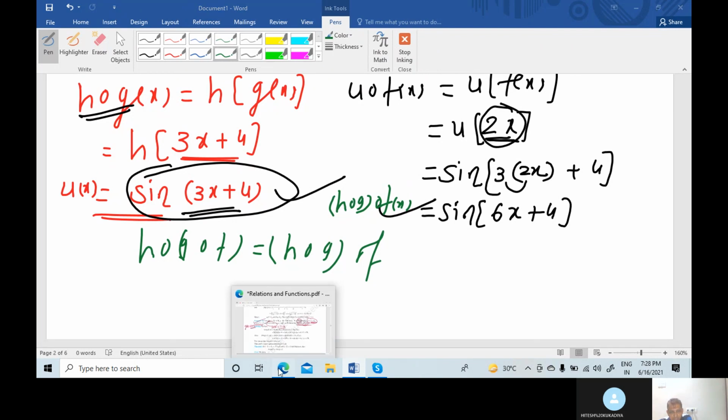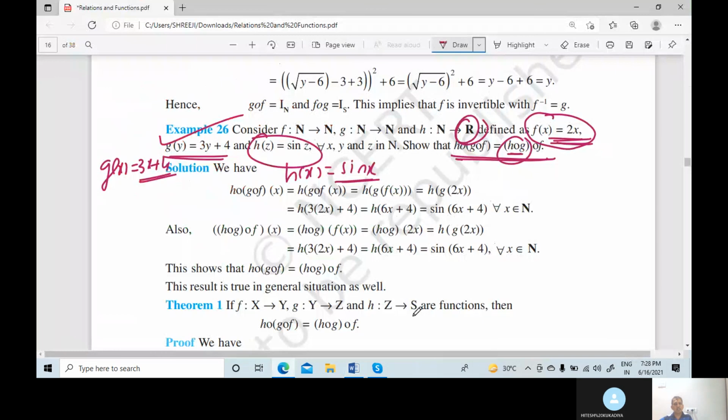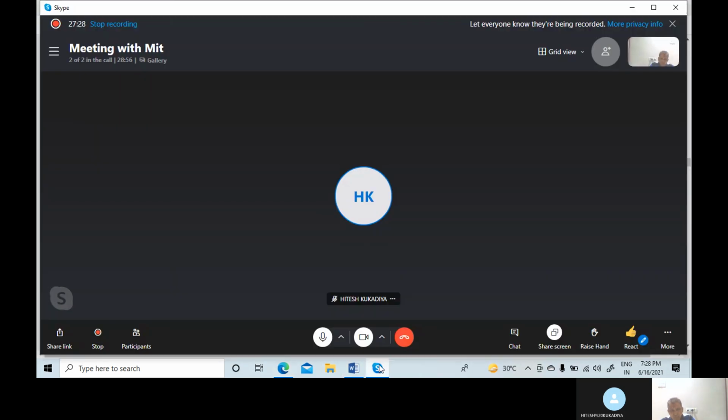Did you understand? This is a very important sum on the composition of three functions. So here we complete the lecture, and in the next lecture we will continue with the new topic. Okay, thank you very much.